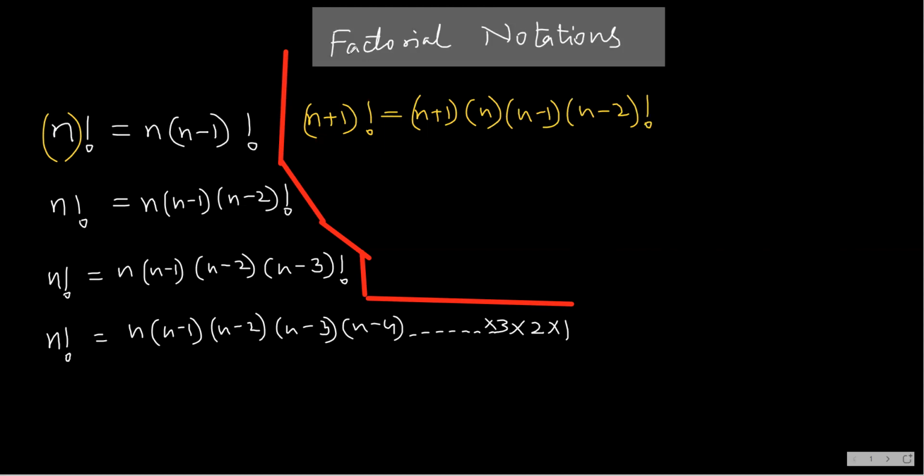If you have, say, 2n factorial, then what will you write? You will write 2n into 2n minus 1 factorial. Remember, students, what you learned here is applicable with all such types of numbers.